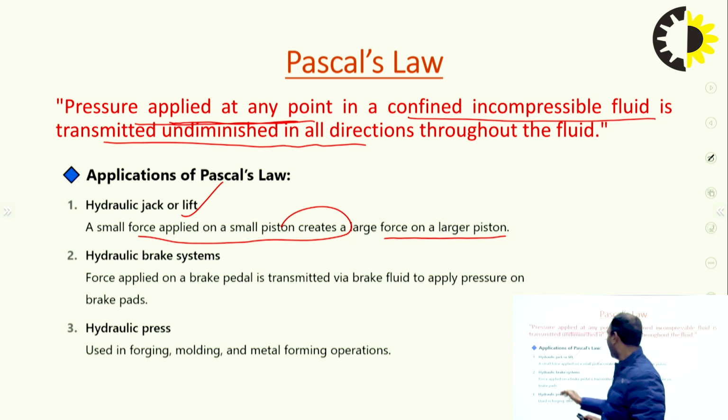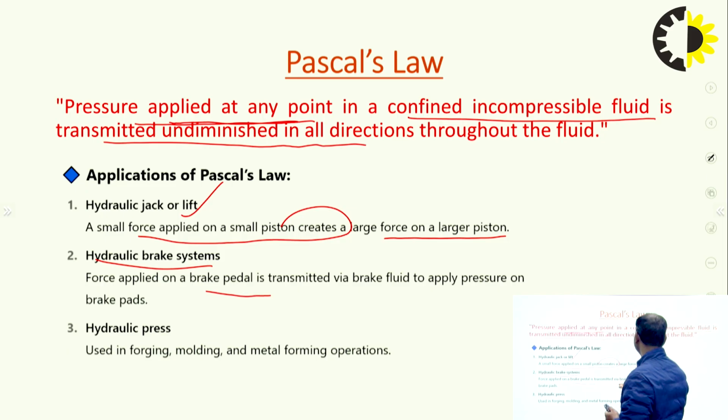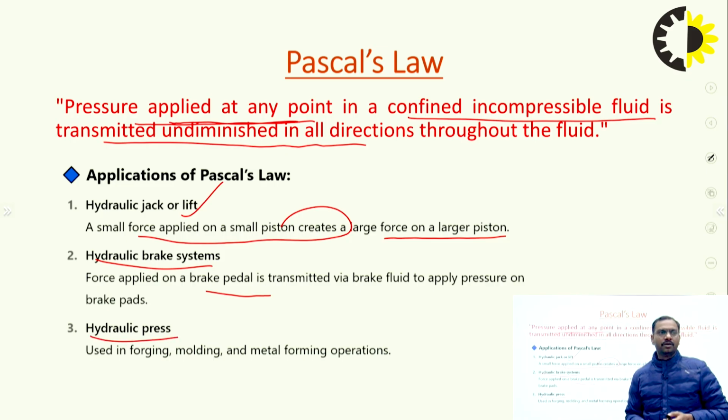Then the hydraulic brake system: force applied on a brake pedal is transmitted via brake fluid to apply pressure on brake pads. And the third example is the hydraulic press, used in forging, molding and metal forming operations. So, these are the applications of Pascal's law.